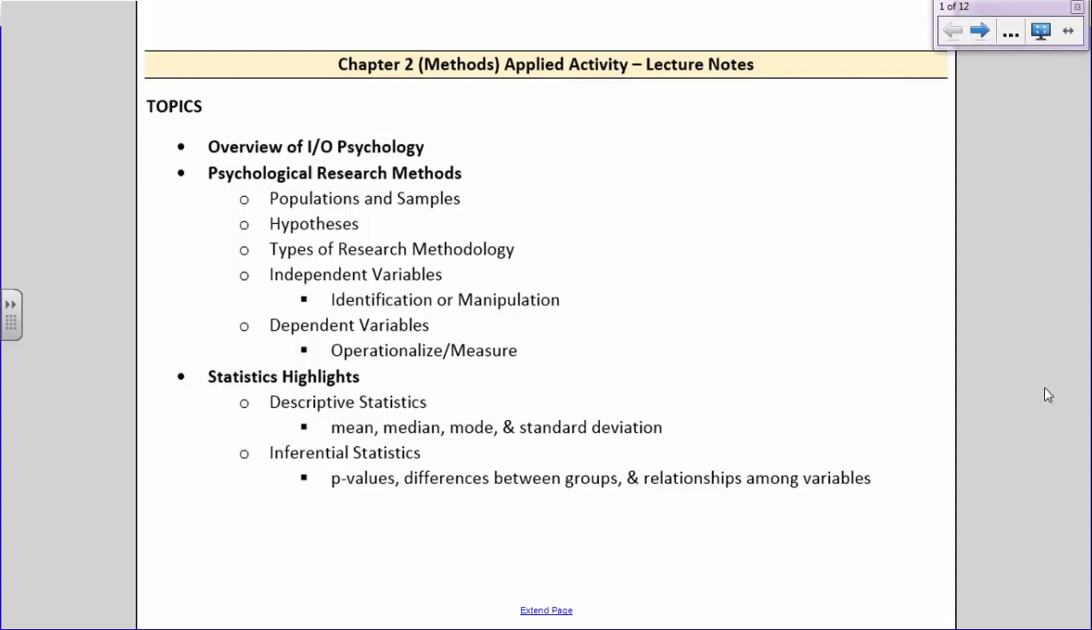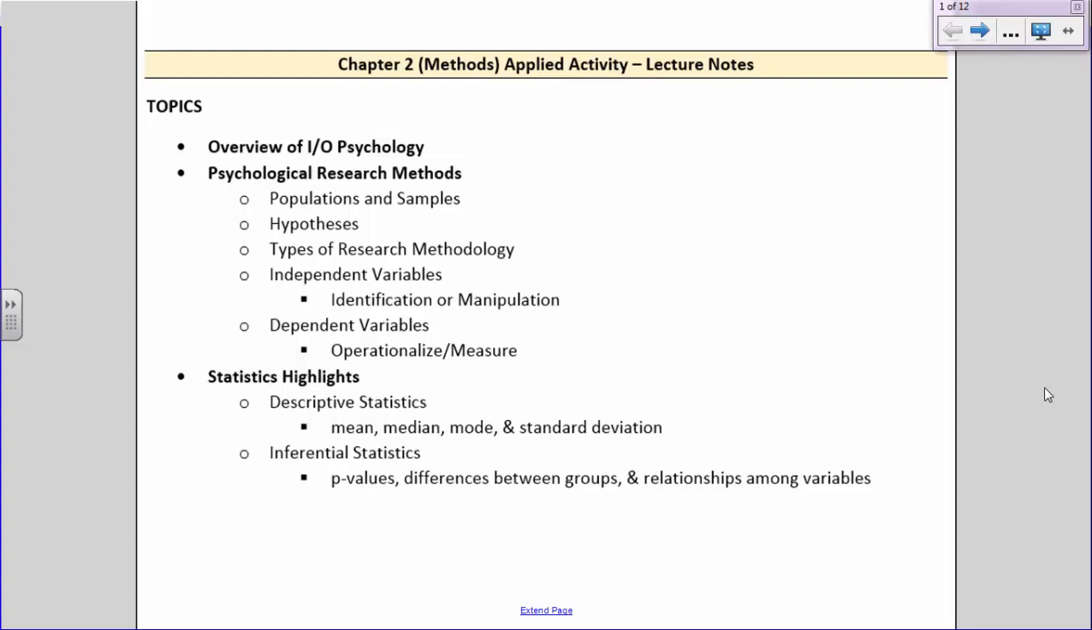So today I'm really just trying to give you the information that you need to complete your applied activity for methods, but this is also going to be some information that'll lay the foundation for your ability to understand the research that we're going to be talking about and the journal articles that you're going to be reading this semester.